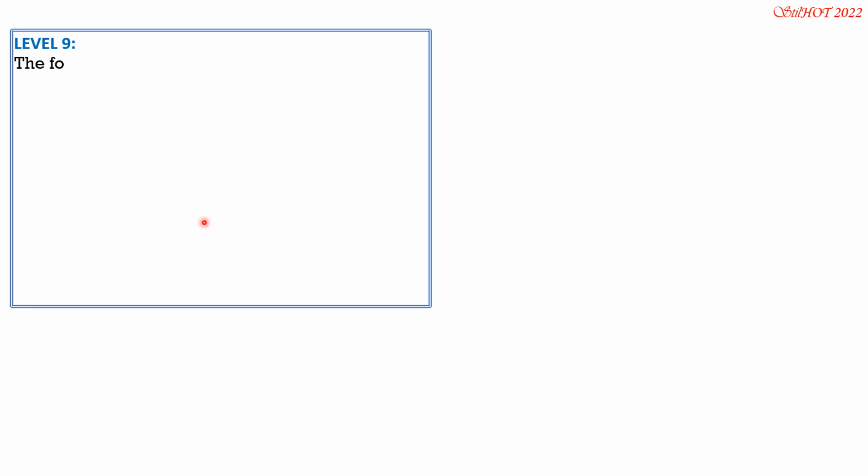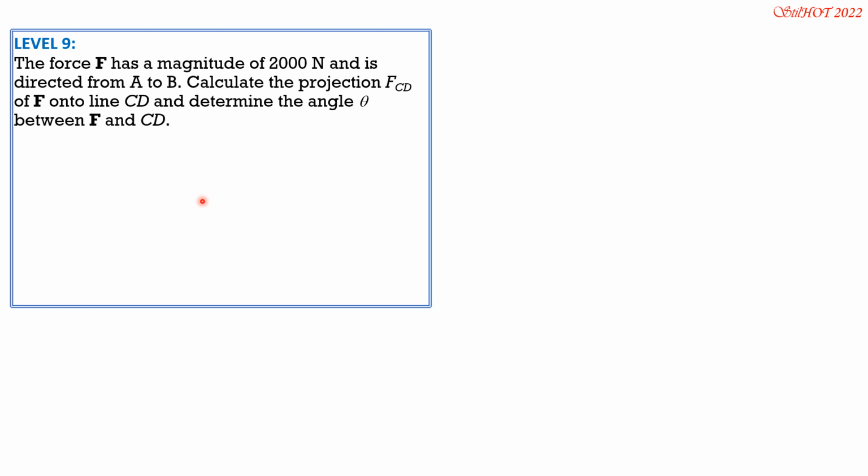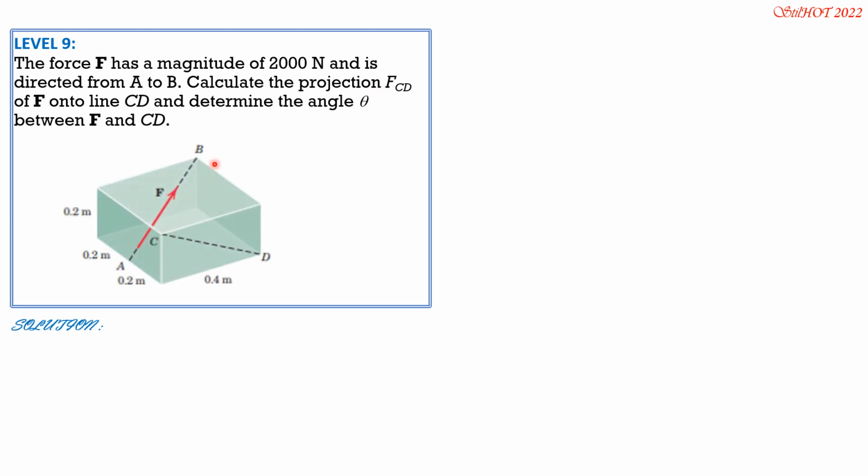Level 9 problem. The force F has a magnitude of 2000 newtons and is directed from A to B. Calculate the projection F sub CD of F onto line CD and determine the angle theta between F and CD. So it is the dot product of F with the unit vector CD. So here is the given figure so that we won't be confused in expressing F in vector form. Let's have our X, Y, Z. So let us say that's the orientation.